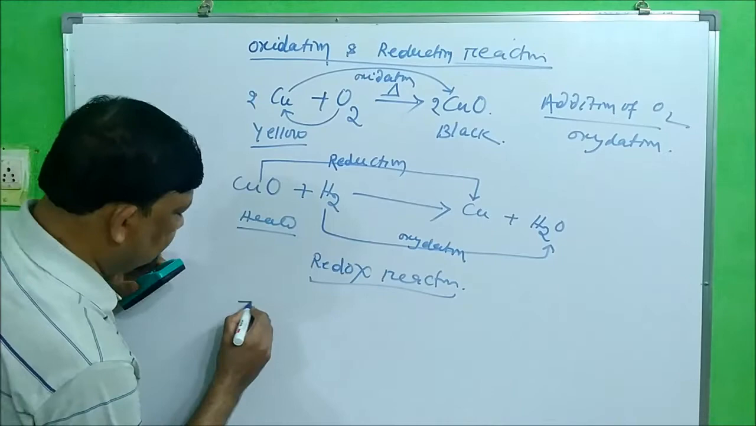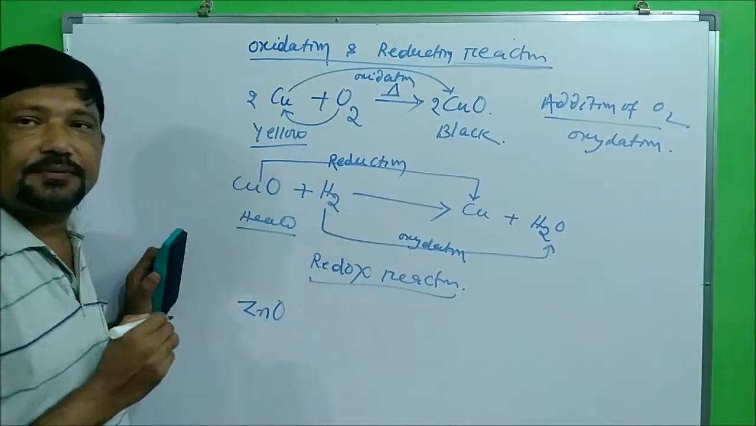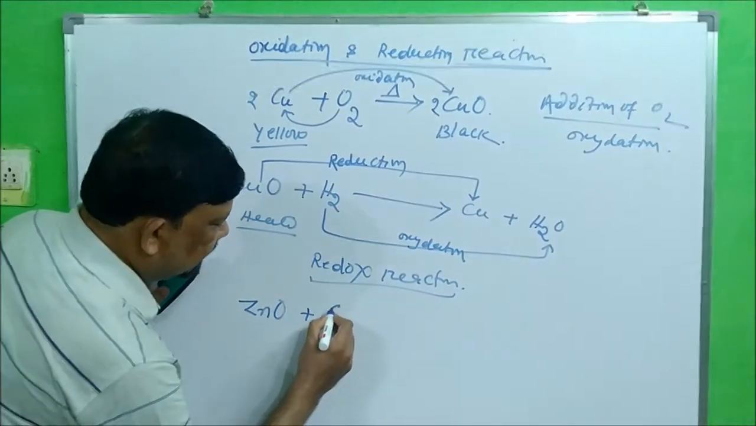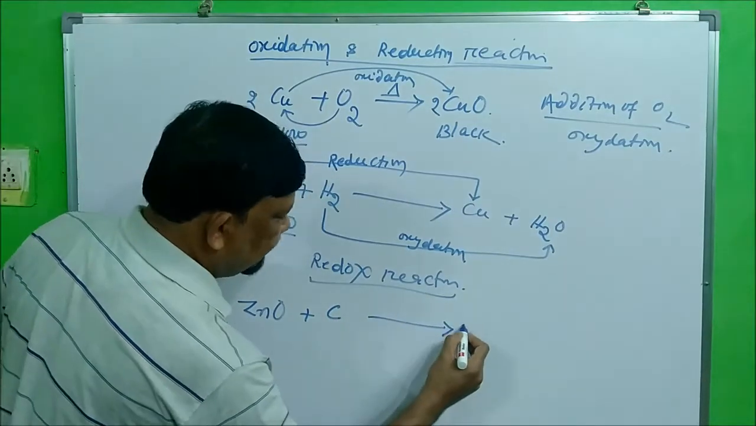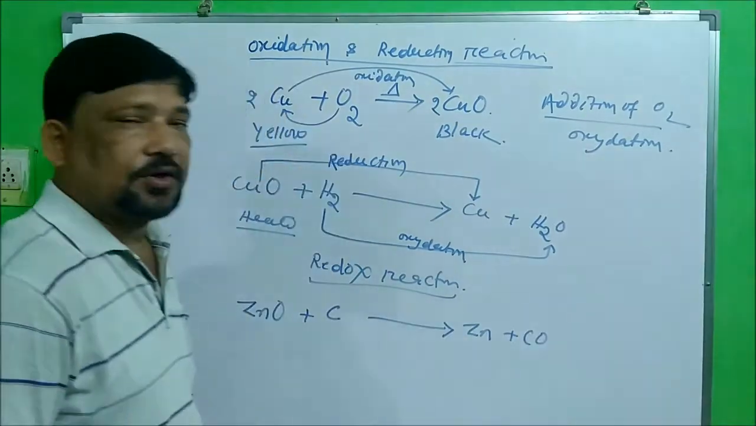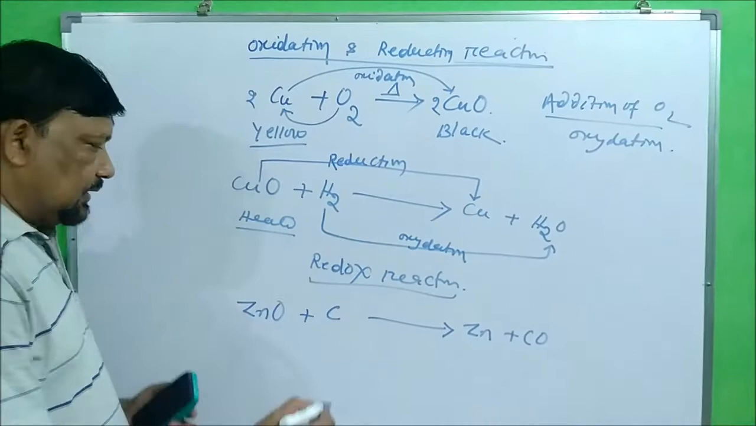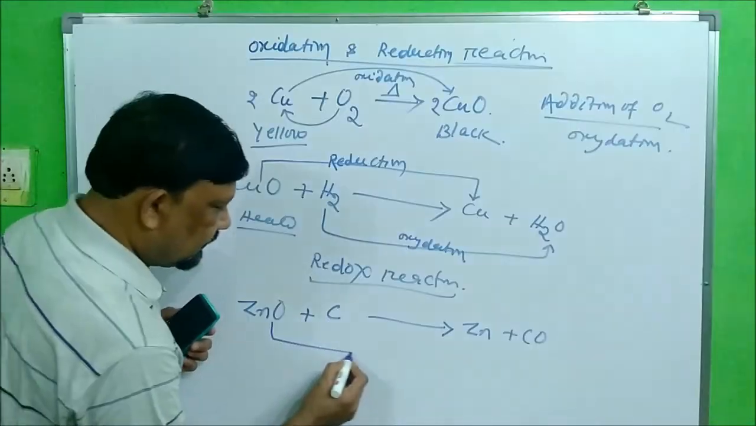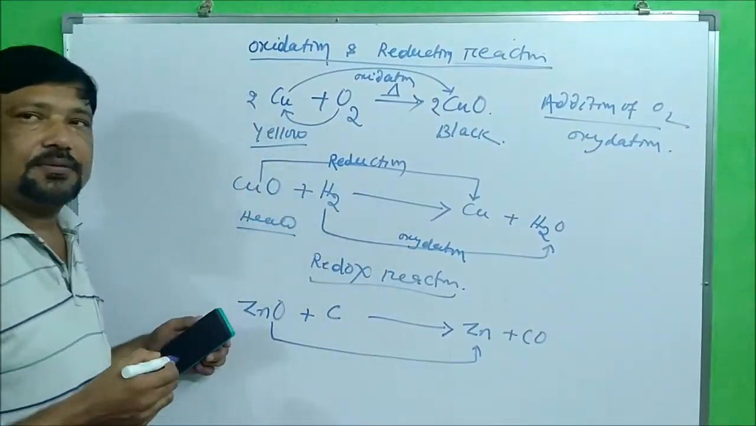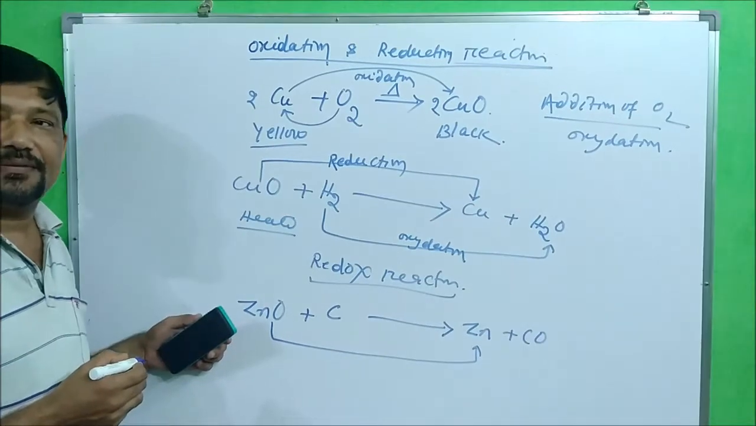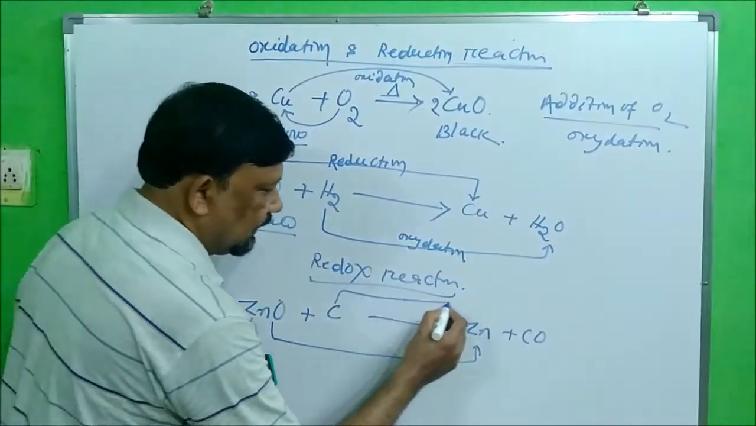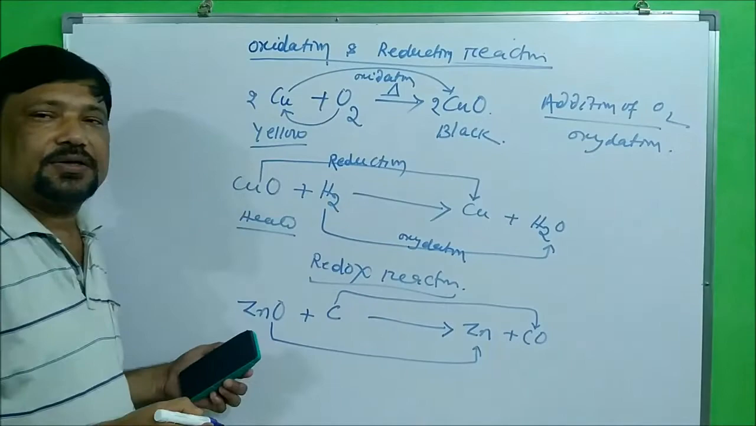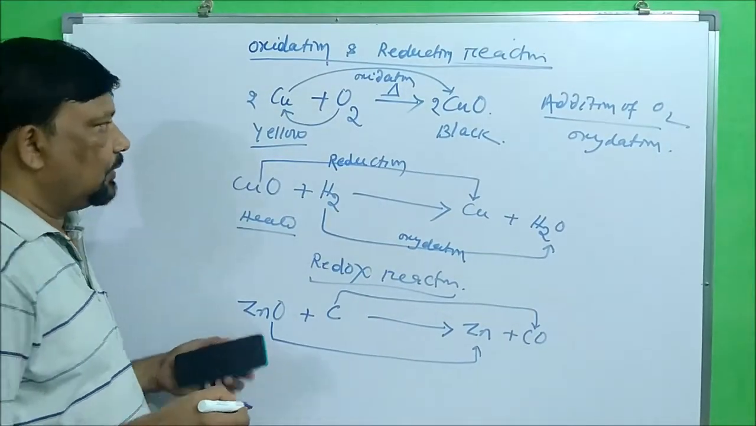Take another example, zinc oxide. When it reacts with carbon, it gives you zinc plus carbon monoxide. Clear? See here, oxygen is lost from the zinc oxide, reduction, carbon gains oxygen, oxidation. Clear?